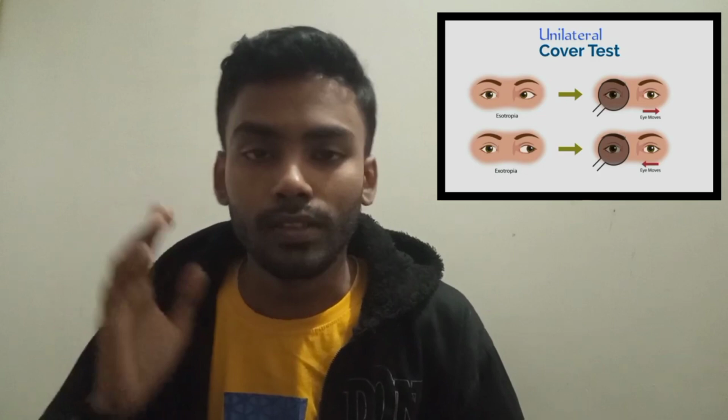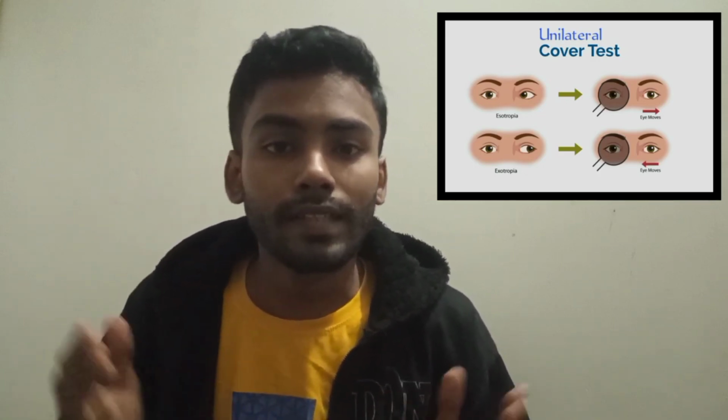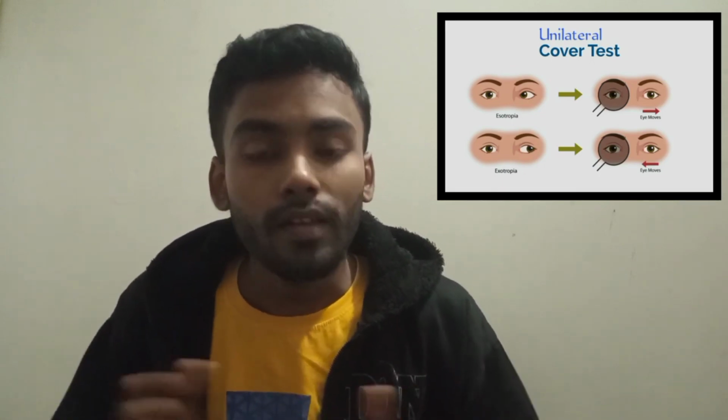Now remember that after covering the left eye, when the right eye shows outward movement, the patient has esotropia, and when the right eye shows inward movement, the patient has exotropia. Okay, so don't forget that when the eye moves outwards, the patient has esotropia, and when the eye moves inward, the patient has exotropia. Okay, this is all about the unilateral cover test.